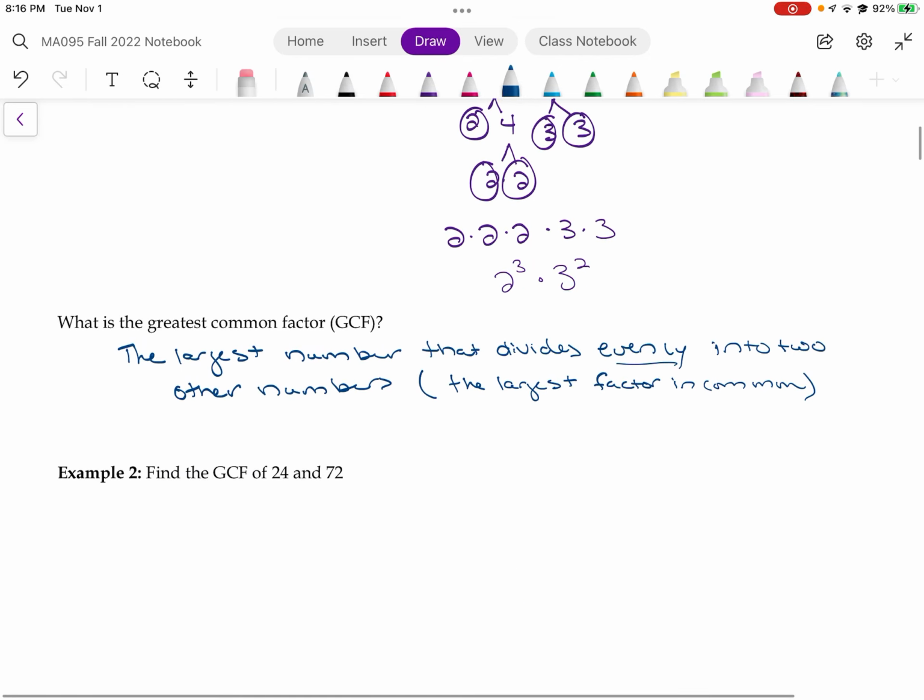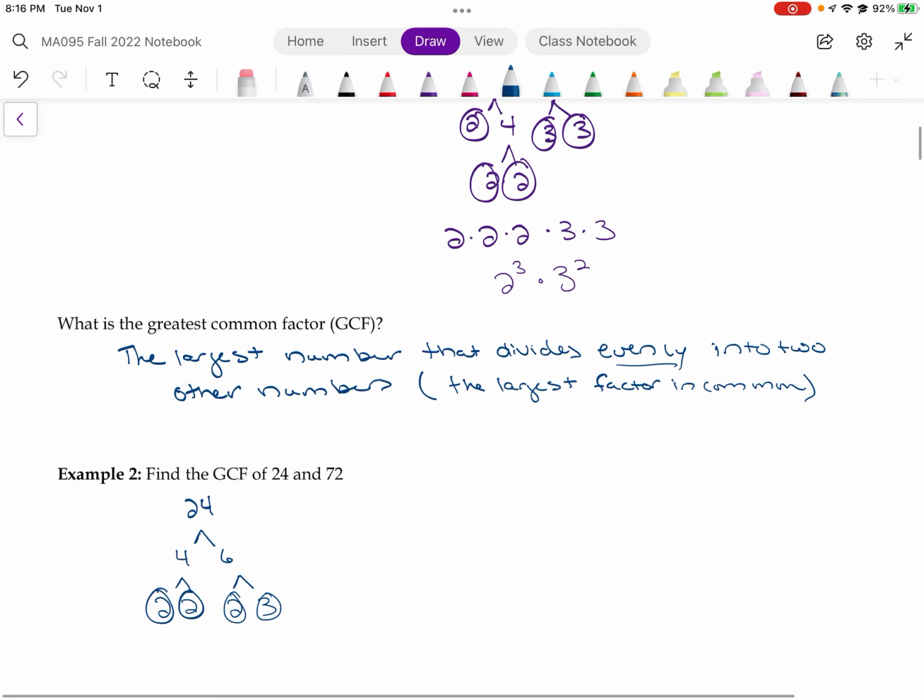Okay, so find the GCF, the greatest common factor, of 24 and 72. All right, so 24 is, let's see, what did I start with? I started with 4 and 6. You can do 2 and 12 or 8 and 3. It doesn't matter because after you break it all down, you're going to have the same things in the end. You're going to have 2 times 2 times 2 times 3. I challenge you to try 8 and 3 or 2 and 12 and see that you get the exact same numbers. And we already did 72.